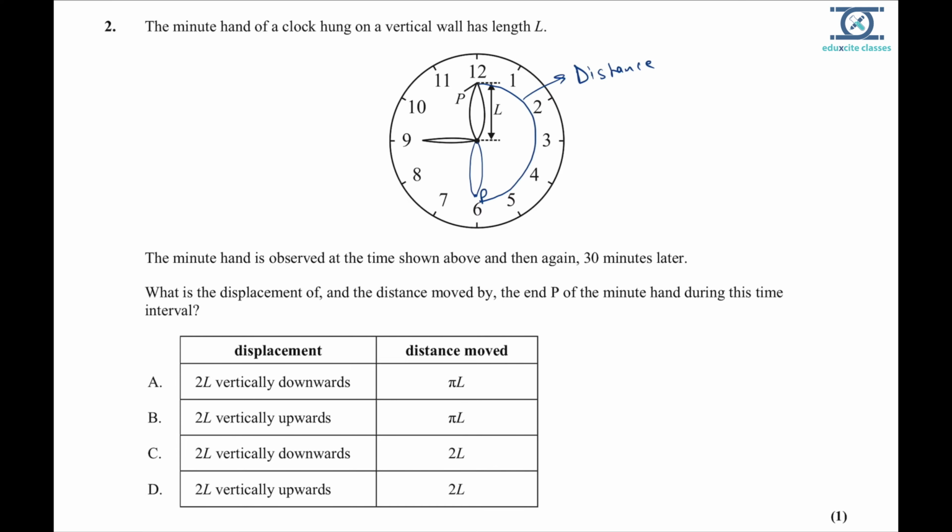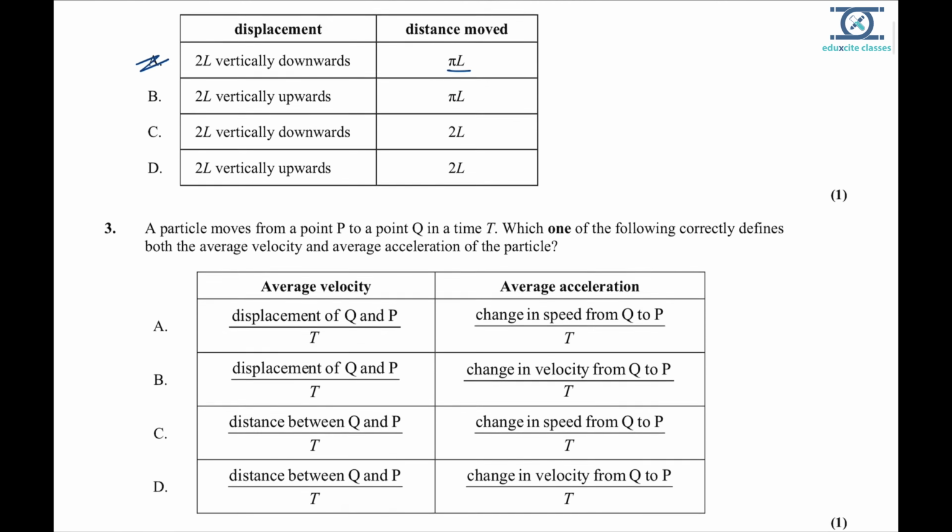And if we want to find out the displacement, this is my initial position, this is my final position. So from this point till this point you can find out this is the displacement. So displacement is 2L vertically downwards and distance is the semicircle, which is the half of the circumference, which is pi r. R is your L. Okay, so pi L. So the option for this is A, 2L vertically downwards and pi L is the distance.